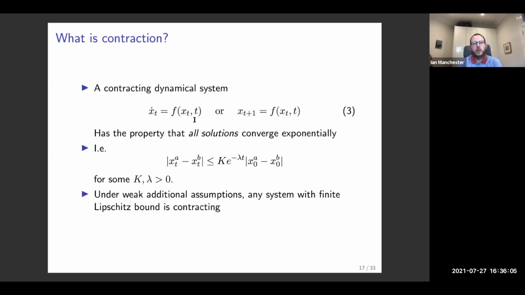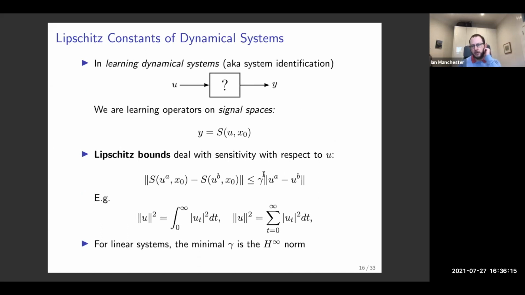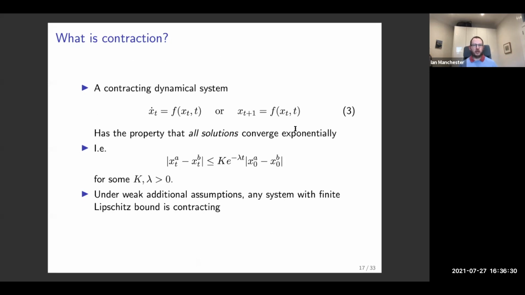Another concept that we need to introduce: this Lipschitz bound represents sensitivity to differences in inputs to the model, but a dynamical system like this typically will have inputs, but it will also have initial conditions. So another concept which quantifies sensitivity to initial conditions is what's called contraction, or a very closely related concept of incremental stability.